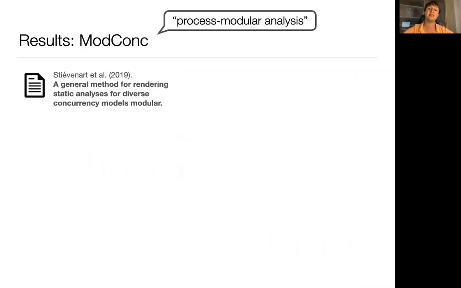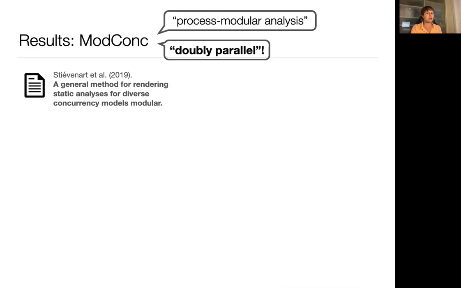The other modular analysis with which we evaluated our approach is called ModConc. ModConc is a process modular analysis, which means that components correspond to processes in concurrent programs, so that our parallel analysis can analyze multiple processes in parallel. What's interesting about ModConc is that the analysis of a single process can in turn be done using a ModF analysis. Now, if we decide to use a parallel ModF analysis for this purpose, we basically end up with a doubly parallel analysis. Doubly parallel in the sense that we can analyze multiple processes in parallel, but we can also analyze multiple functions inside these processes in parallel.